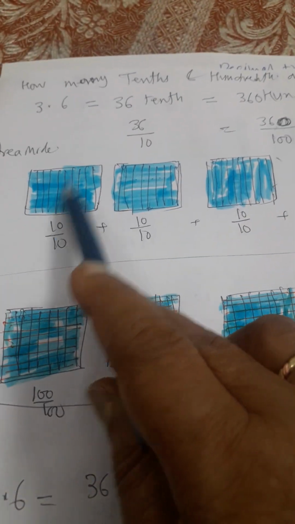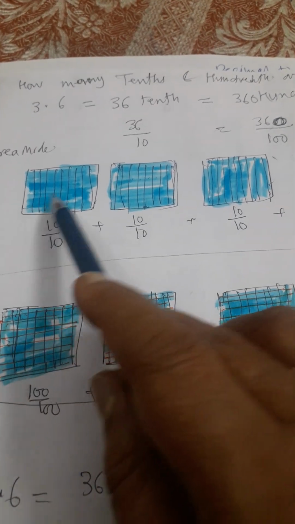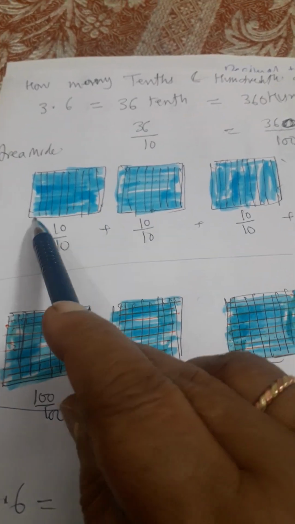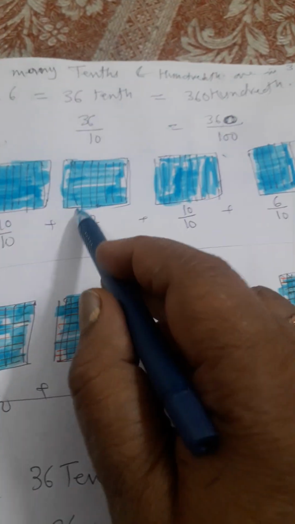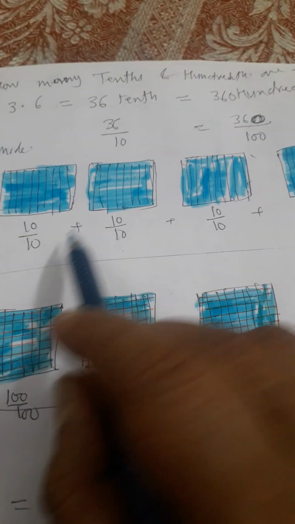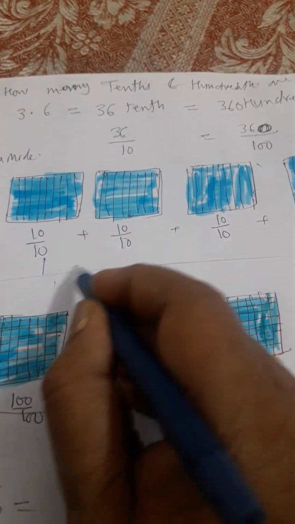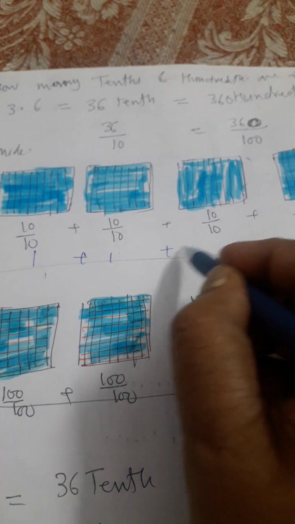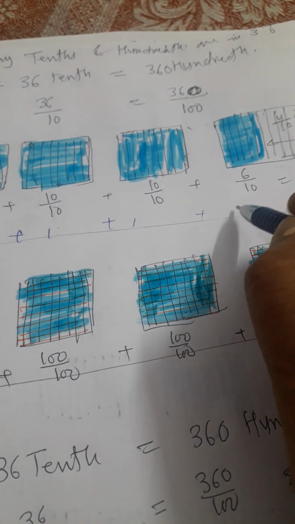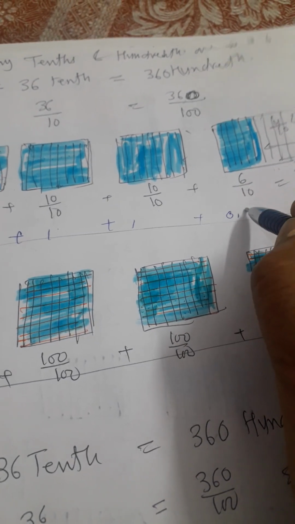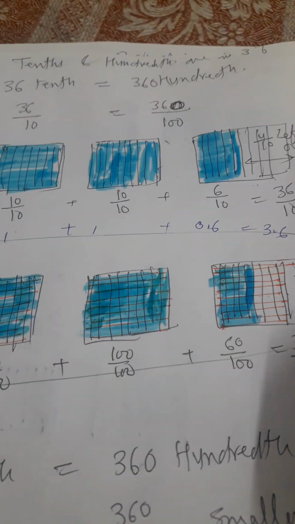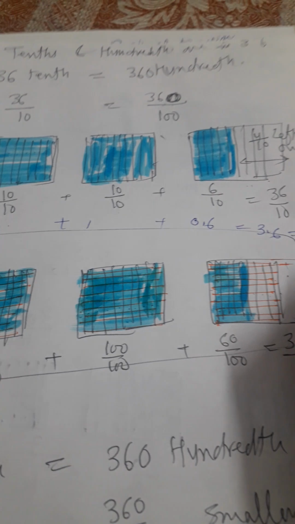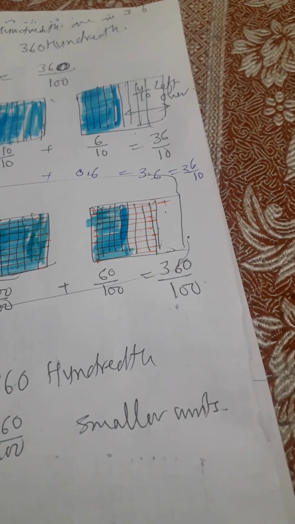And here first we cut it into 10 pieces, so each is 1/10. From here to here, this is 10/10, here to here, this is 10/10, here to here, that is 10/10. So that is 1 whole plus 1 whole plus 1 whole plus 6/10, which is equal to 0.6. We can write it down, so it will become 3.6. Or we can write it like this, 3 and 6/10. We did it earlier, right, Ali?